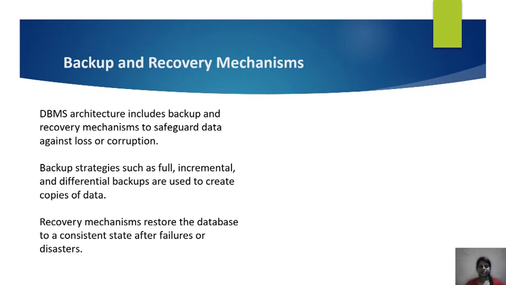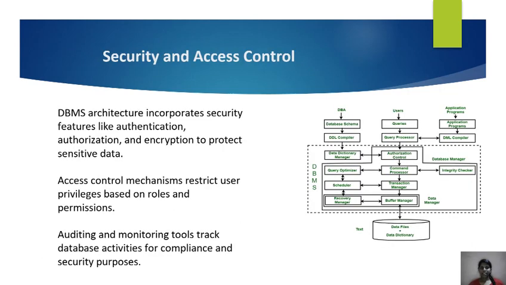Now let us see about security and access control. DBMS architecture incorporates security features like authentication, authorization and encryption to protect sensitive data. Access control mechanisms restrict user privileges based on rules and permissions. Auditing and monitoring tools track database activities for compliance and security purposes. And here is an example of that.